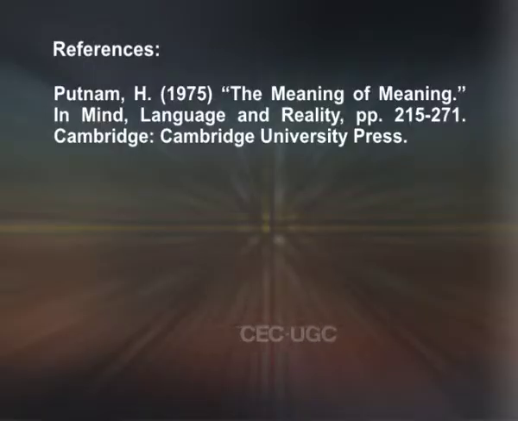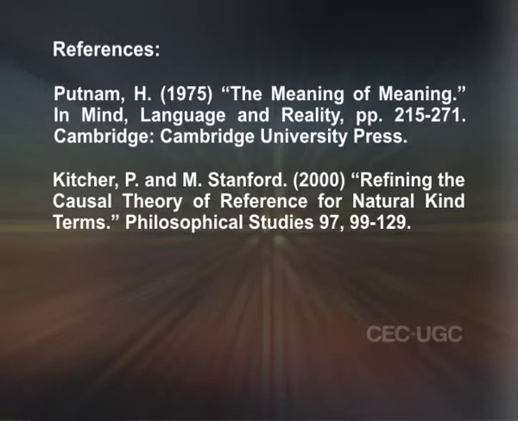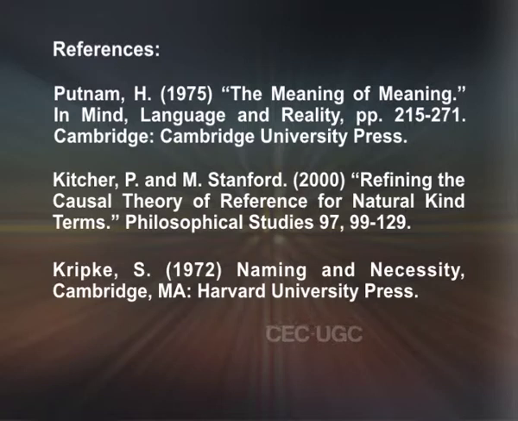For further reference and reading, you can go through these books. The Meaning of Meaning in Mind, Language and Reality, pages 215 to 271 by Putnam H., 1975. Published by Cambridge University Press, Cambridge. Refining the Causal Theory of Reference for Natural Kind Terms, Philosophical Studies 97, pages 99 to 129 by Kitcher P. and M. Stanford in 2000. Naming and Necessity by Kripke S. in 1972, published by Harvard University Press, Cambridge.